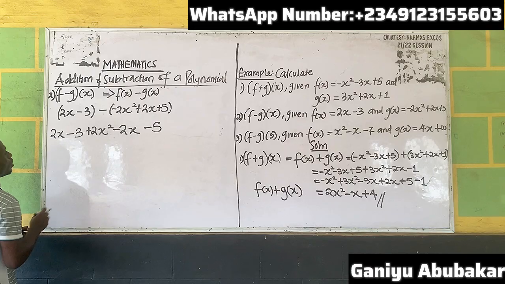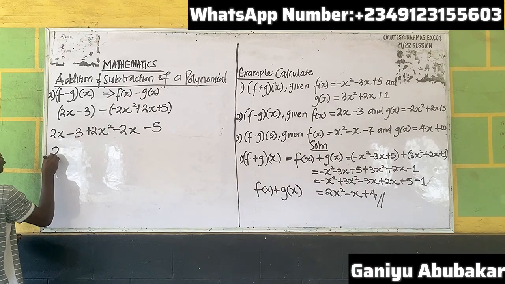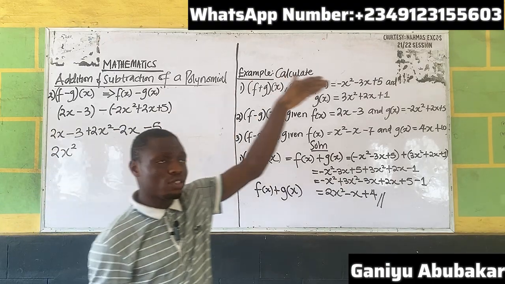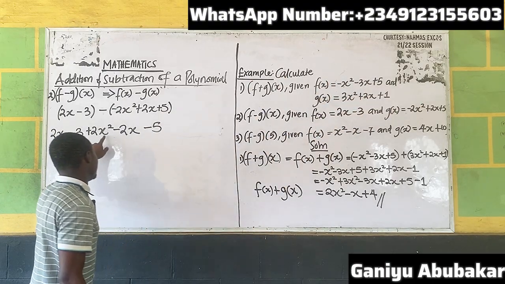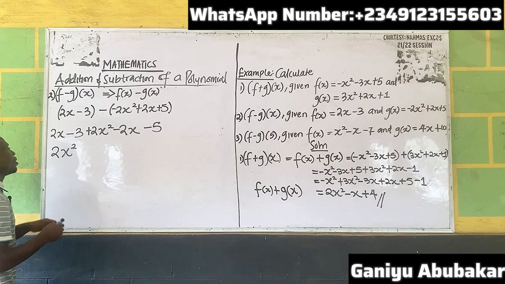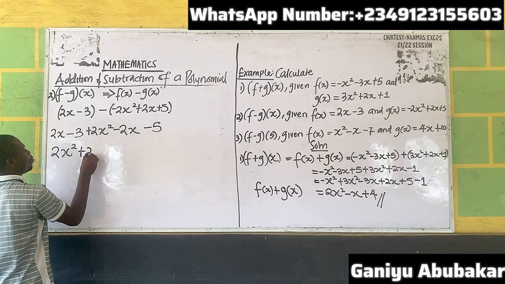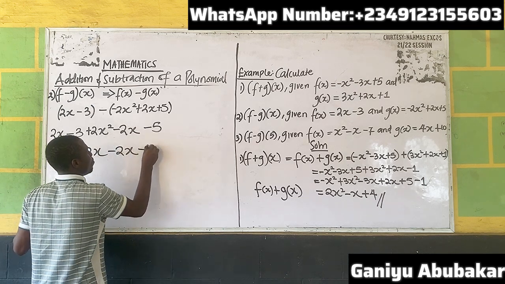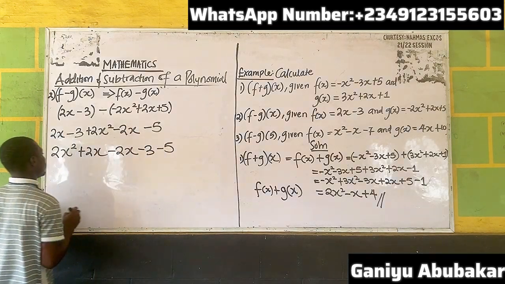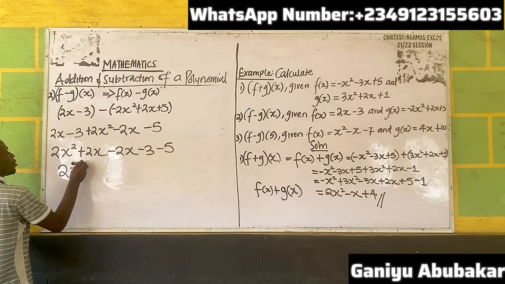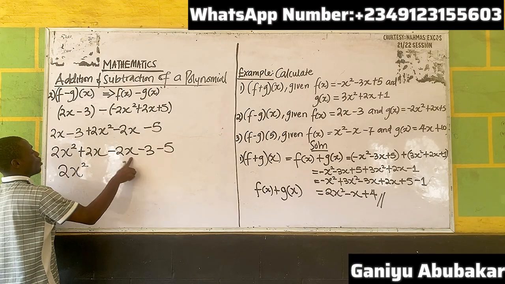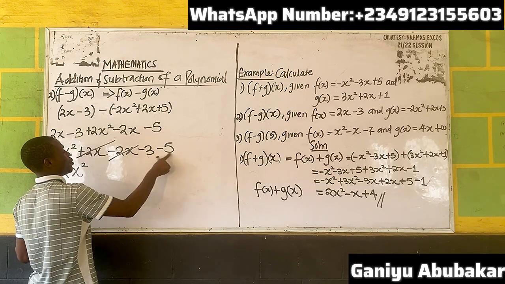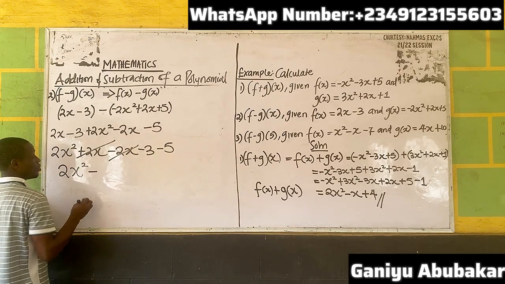Collect like terms here. So your 2x squared should come first. We said arrange them in descending order, from the biggest to the smallest. The biggest variable here is x squared, so bring it out first. Then I have plus 2x and then minus 2x. Finally, I have minus 3 minus 5. This gives you 2x squared, plus 2x minus 2x gives you 0, and then minus 3 minus 5 gives you minus 8.